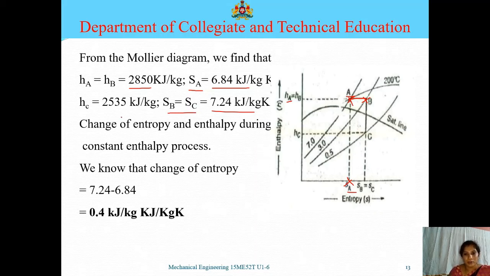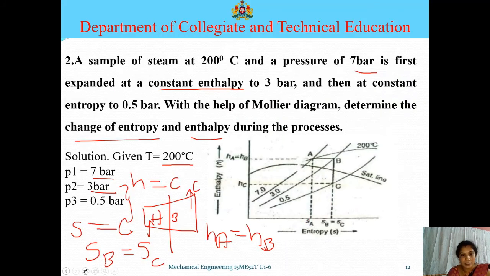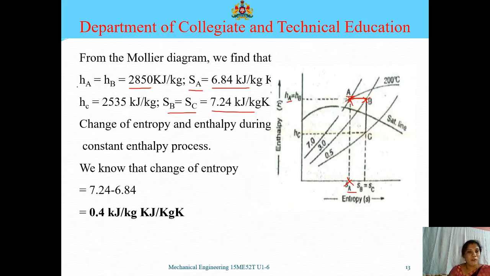Then what do we need to find out? I need to find out the values. Since we have three conditions, I need to find out HA, HB, HC. Similarly, SA, SB and SC. Now we have found HA and HB and SB and SC. Now it's time for us to find out HC. So the process from B to C is an isentropic process. That is, the entropy is the same.